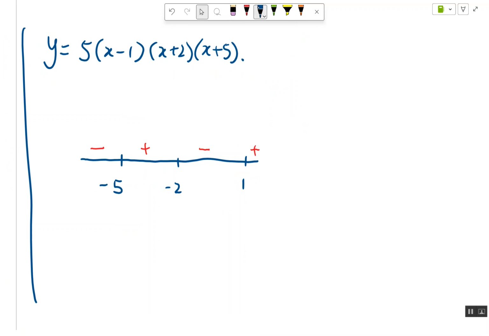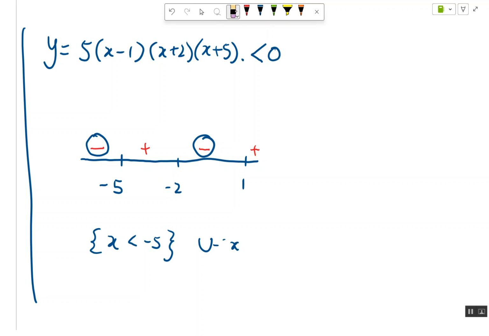So if they say the question is strictly less than 0, all I need to do is circle here, x less than negative 5, union x in between negative 2 to 1, and then bracket this up. You can use "or", but union is usually the A levels way of presenting.